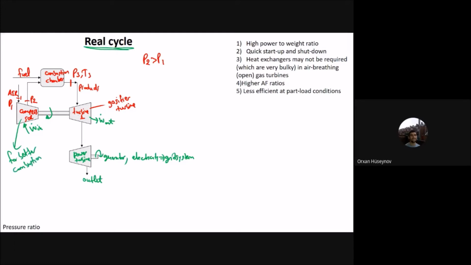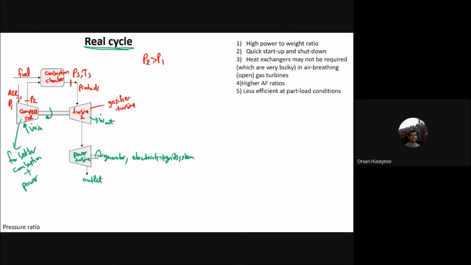This is the first one. And as well, the higher pressure and higher temperature are again used to get the power. Here you are getting power from that air and fuel mixture. Okay, this is the first part. Now comes the advantage of the gas turbine cycle.